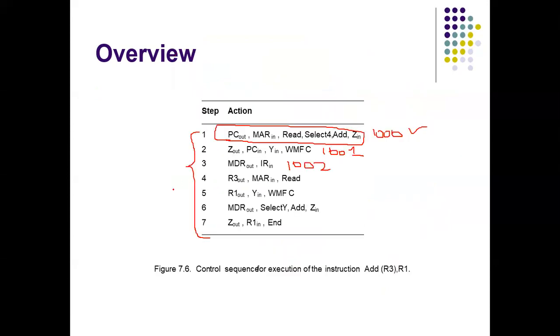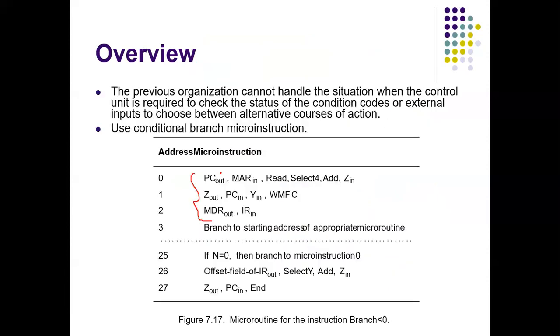Okay, as usual, whatever we discussed in the previous case, all these first three steps are nothing but instruction fetch. Not only instruction fetch, we are also updating the PC, the program counter, to the next address. Then branch to the starting address of the appropriate micro routine.